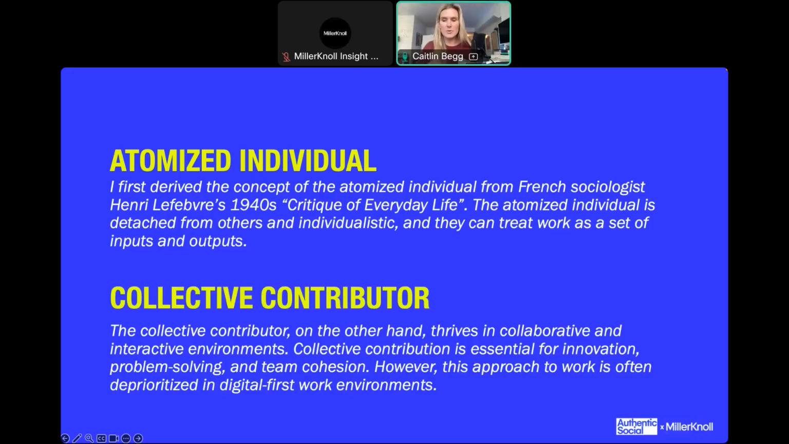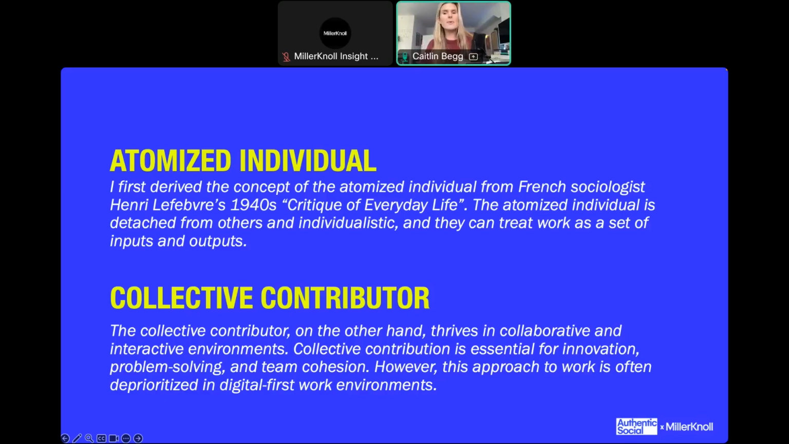When we're trying to get things done and we're trying to be in a deep work setting, being an atomized individual is very beneficial. However, we also need to keep room for something called the collective contributor. The collective contributor thrives in collaborative and interactive environments. Collective contribution is essential for innovation, for problem solving, for team cohesion, and for coming up with big moonshot ideas. However, this approach to work is often deprioritized in digital-first environments.